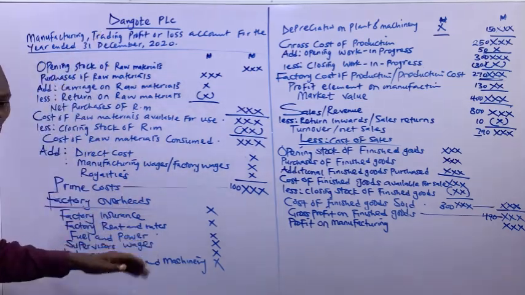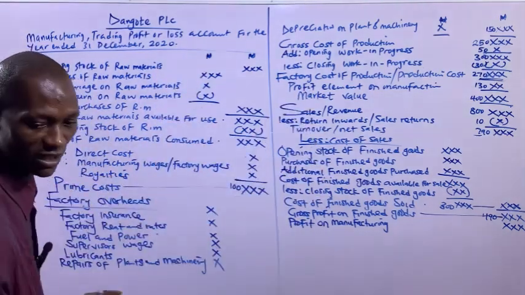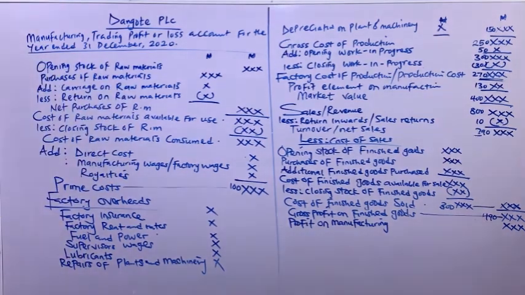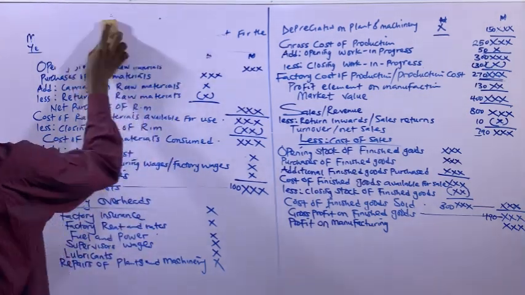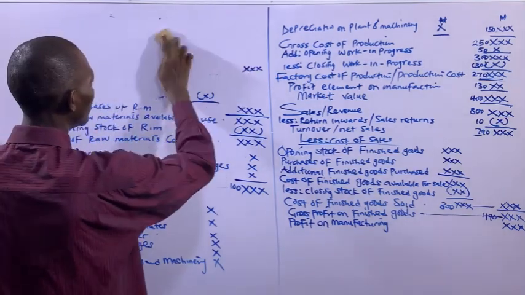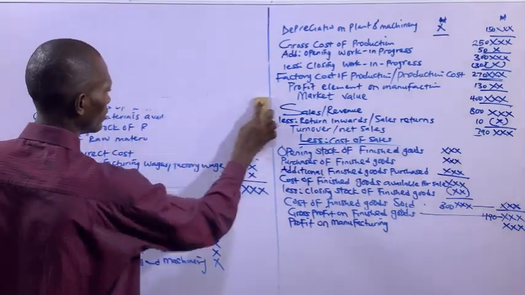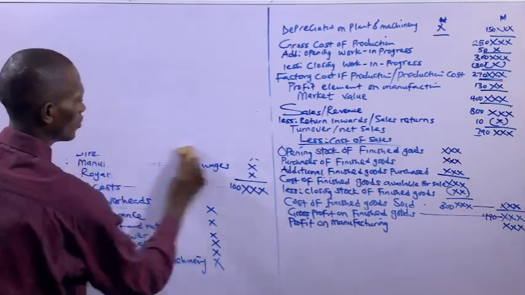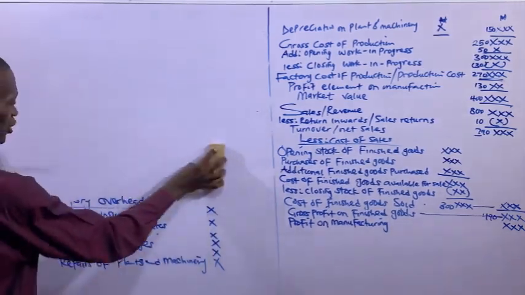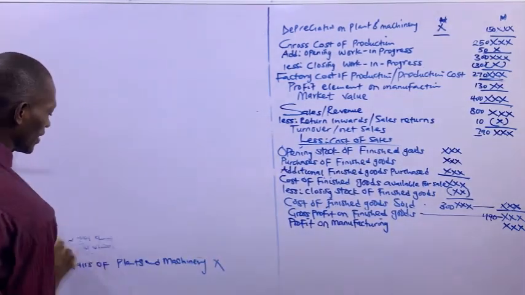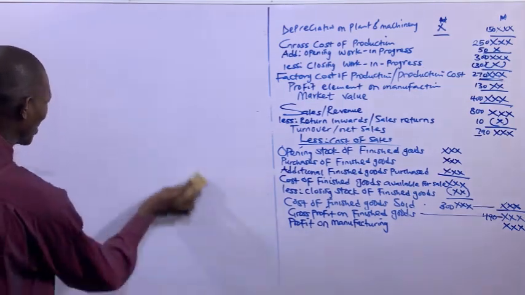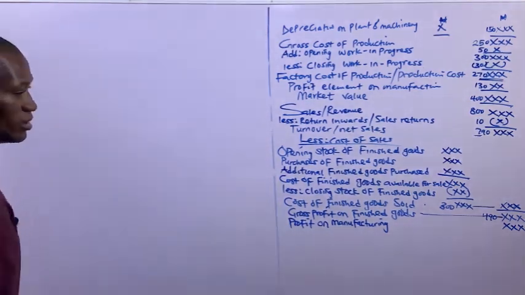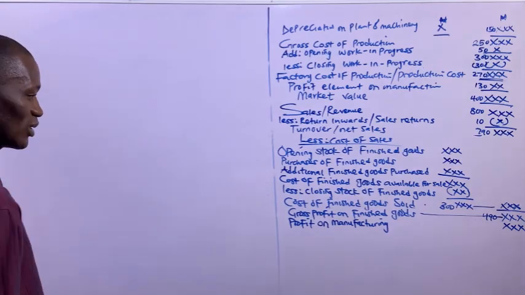Can I rub off this part so that I'll be able to complete the format? I hope you all can see. So let me rub off this part. I need to manage the board. The board is very small. So just bear with me. You are going to be fine.